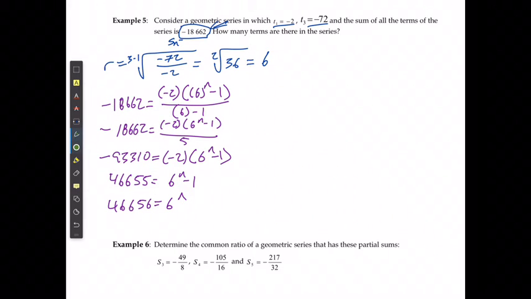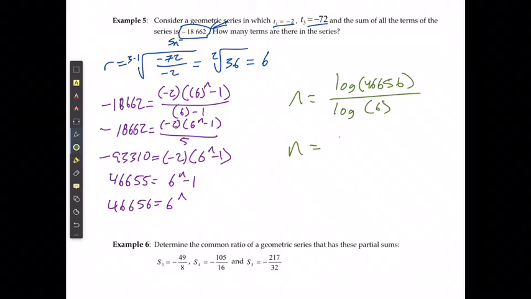Or we can say that n is equal to log of the answer, 46656, divided by log of the base, which is 6. And the answer is 6. There are 6 terms in this series.